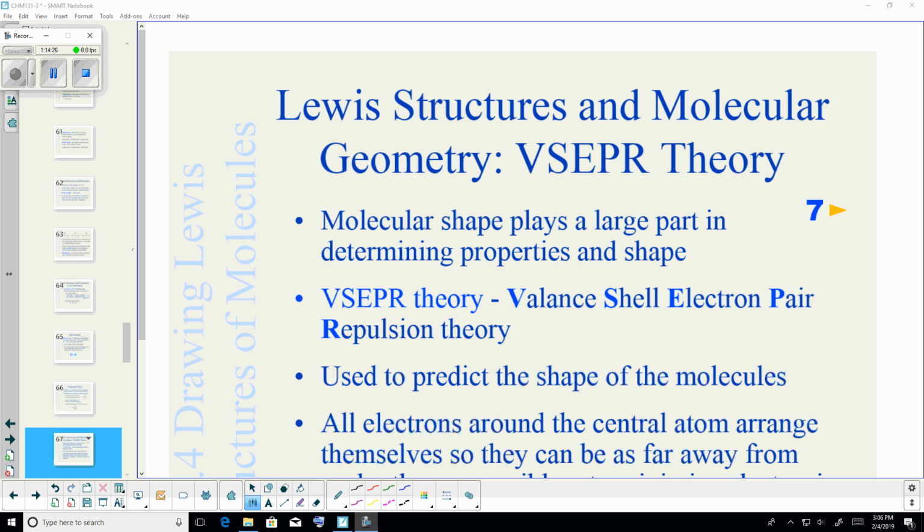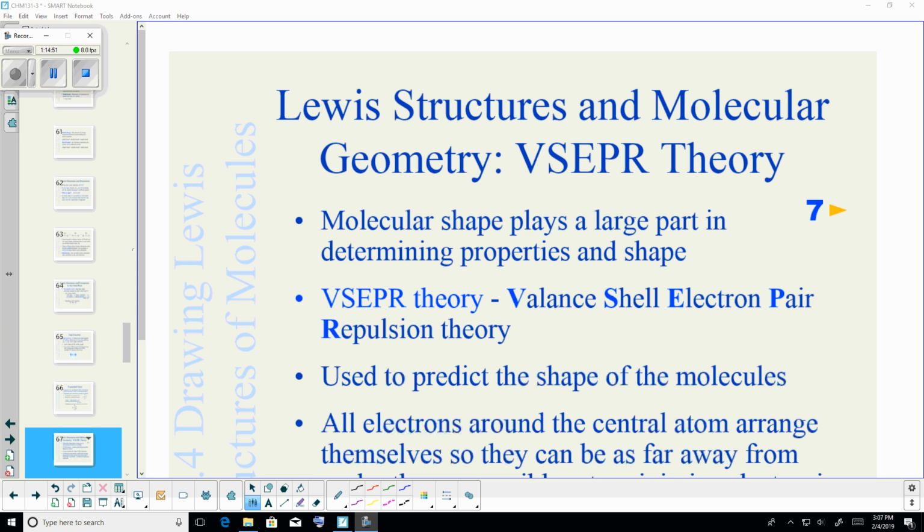So we're going to talk about molecular geometry. Molecular shape, we know, plays a large part in determining properties. And shape, because we did the experiment with the smells, and we know how that works. So VSEPR theory, which stands for valence shell electron pair repulsion theory, we use that to predict the shape of molecules.